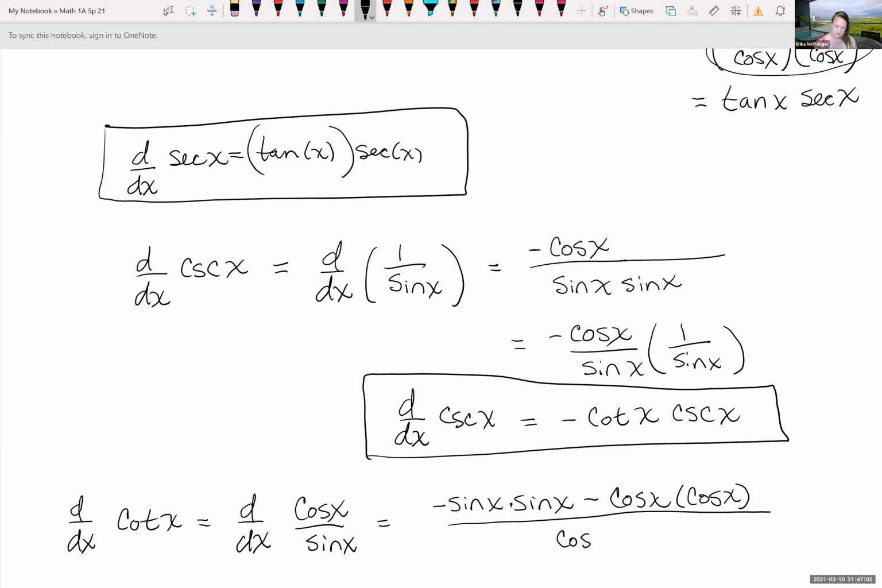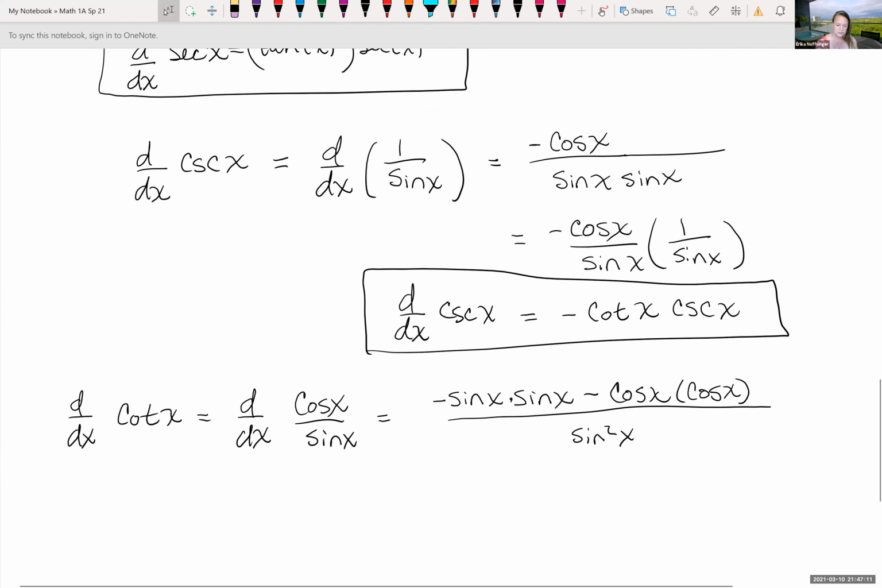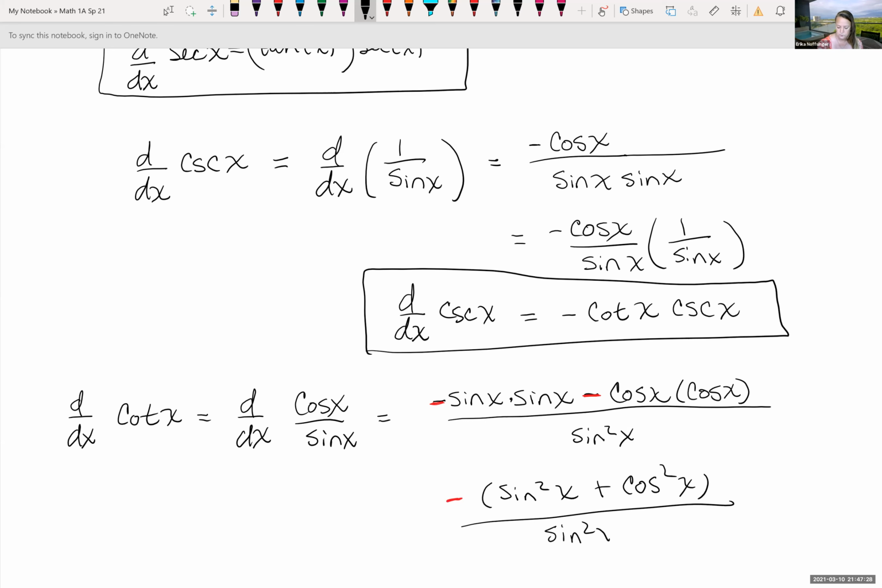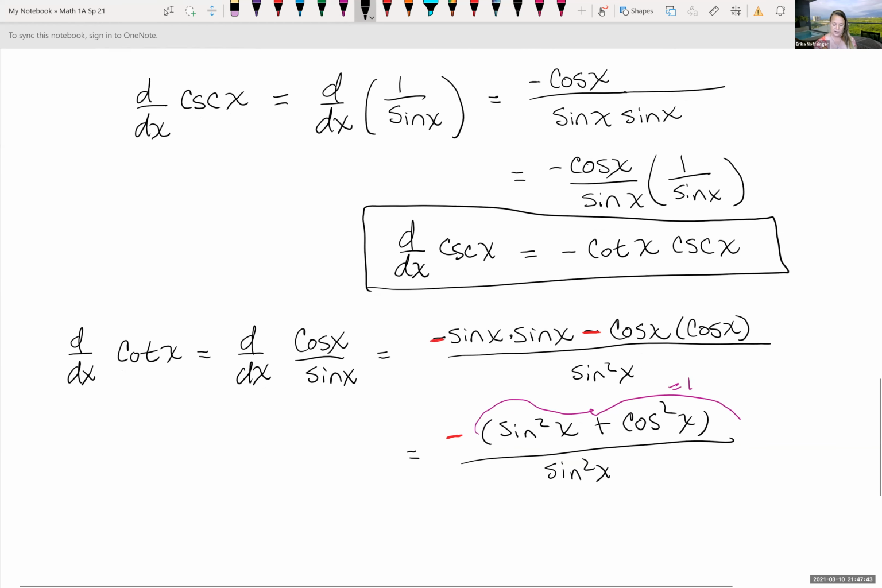So it is actually sine squared x in the denominator. Well, sine times sine, and let's notice they both have a negative. So let's just pull a negative out while we're rewriting this. So pulling out a -1, we have sine squared x plus cosine squared x all over sine squared x. Well, sine squared x plus cosine squared x, that is the trig identity of 1. So we have -1 all over sine squared x.